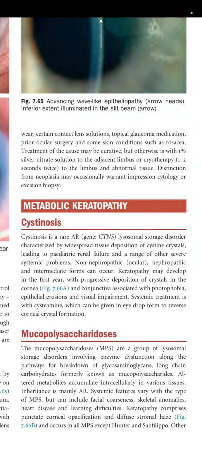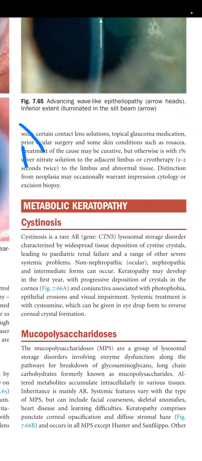Non-nephropathic ocular, nephropathic and intermediate forms can occur. Keratopathy may develop in the first year with progressive deposition of crystals in the cornea and conjunctiva associated with photophobia, epithelial erosion, and visual impairment.